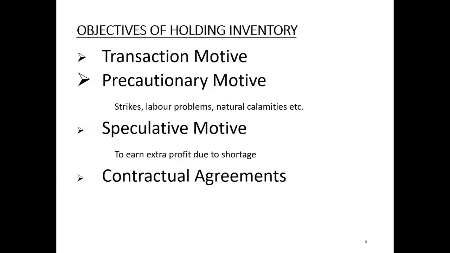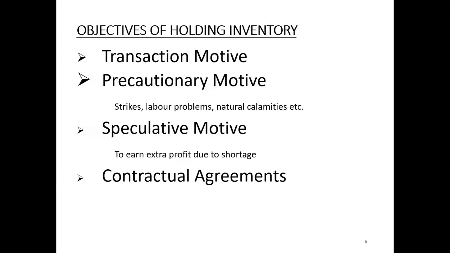So, every firm needs to maintain a certain level of inventories to meet the daily requirements related to production and sales. That is a transaction. Every business has a transaction of production as well as sales. In order to meet these requirements, a firm maintains an inventory of raw material and finished goods. So, maintaining the transaction motive makes the production process very smooth.